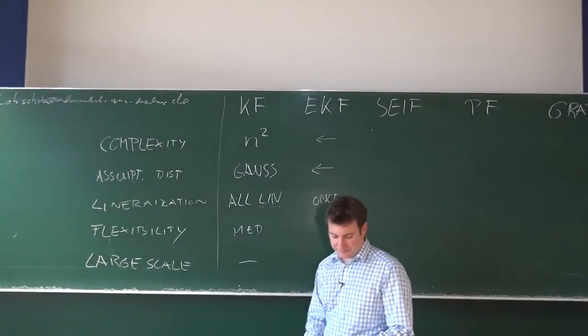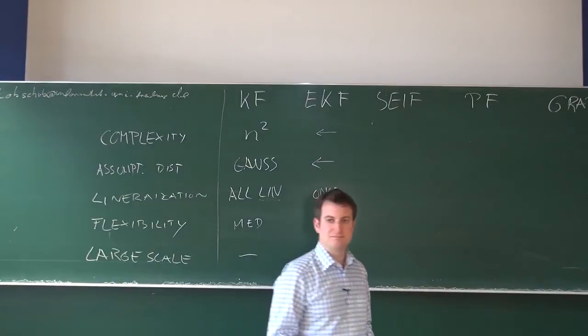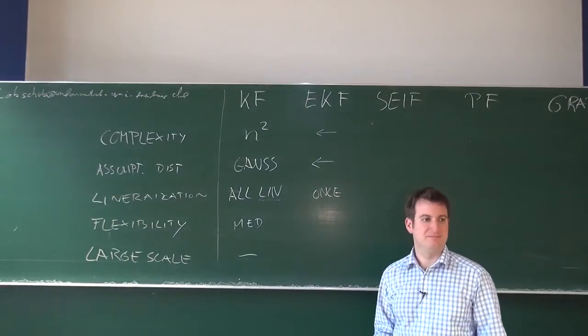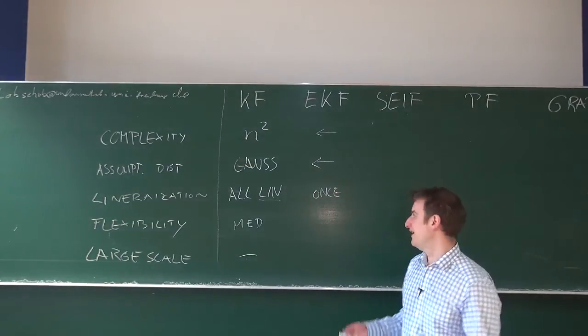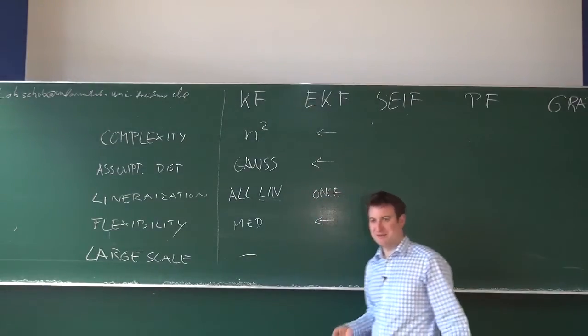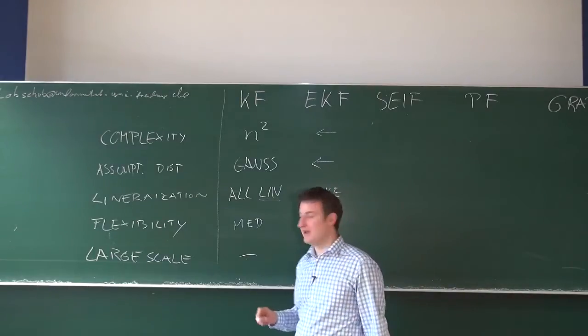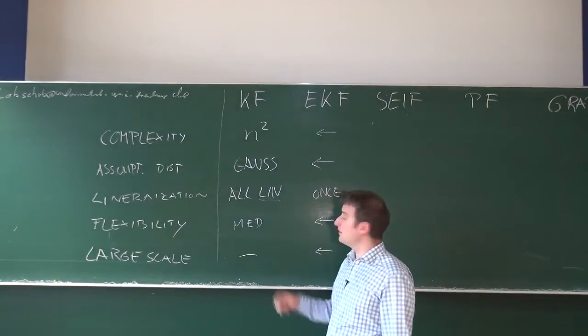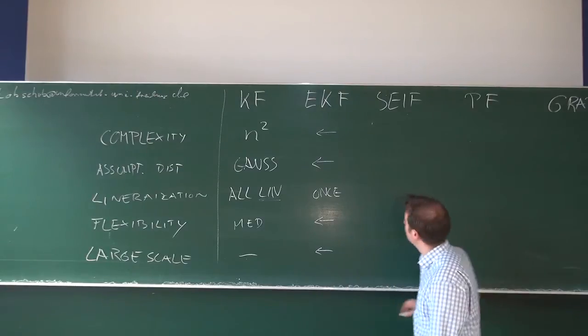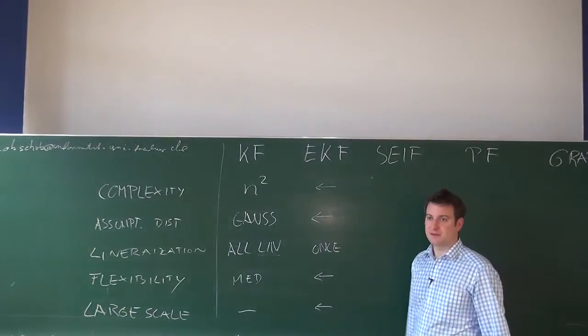In terms of flexibility, higher than KF? Sorry? It's higher than KF. Yeah, I could simply give it the same score, of course. The linearization helps us a little bit, but it's not dramatically different. In terms of large scale, we have exactly the same issues as with the Kalman filter. Same complexity.